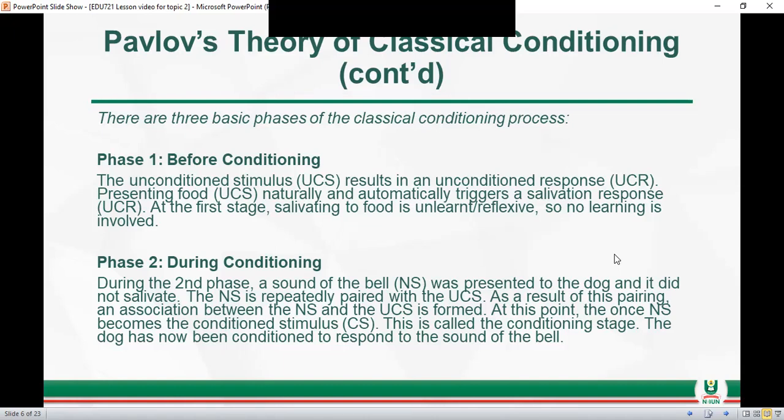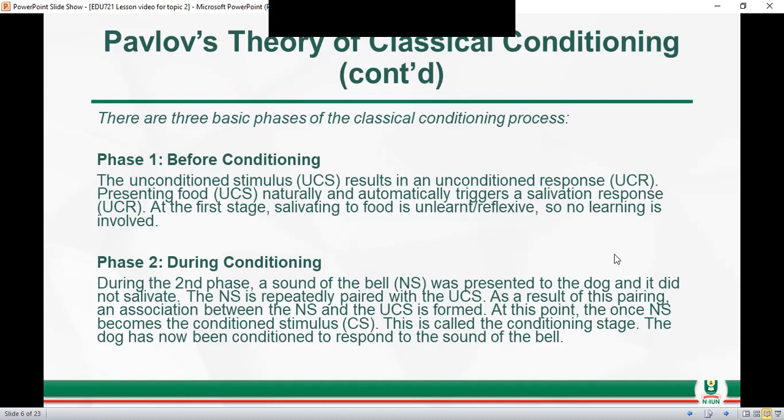At this point, the once neutral stimulus becomes the conditioned stimulus. This is called the conditioning stage. Please, this second phase is very important, because that is where the conditioning occurs. Because the sound of the bell was able to assume the role of the food, like a food, because it has been associated with the food.